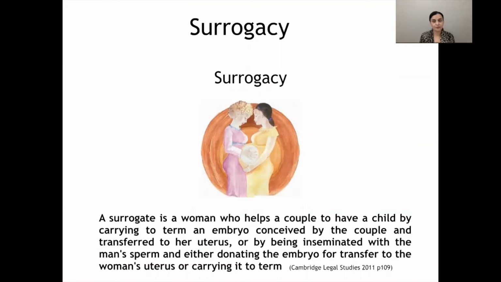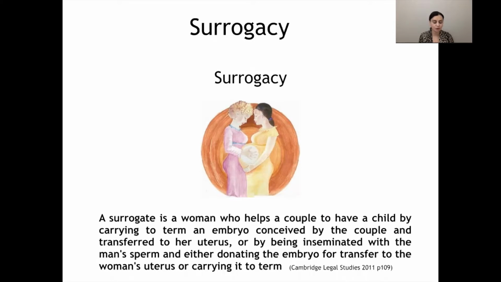Okay, in terms of a working definition, what do we mean by surrogacy? Well, really, a surrogate is a woman who helps a couple to have a child by carrying to term an embryo conceived by the couple and transferred to her uterus, or by being inseminated with the man's sperm and either donating the embryo for transfer to the woman's uterus or carrying it to term.